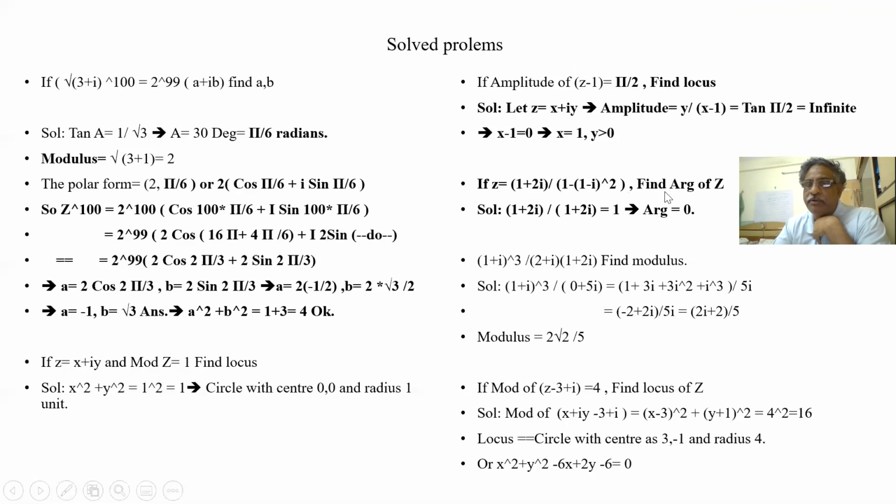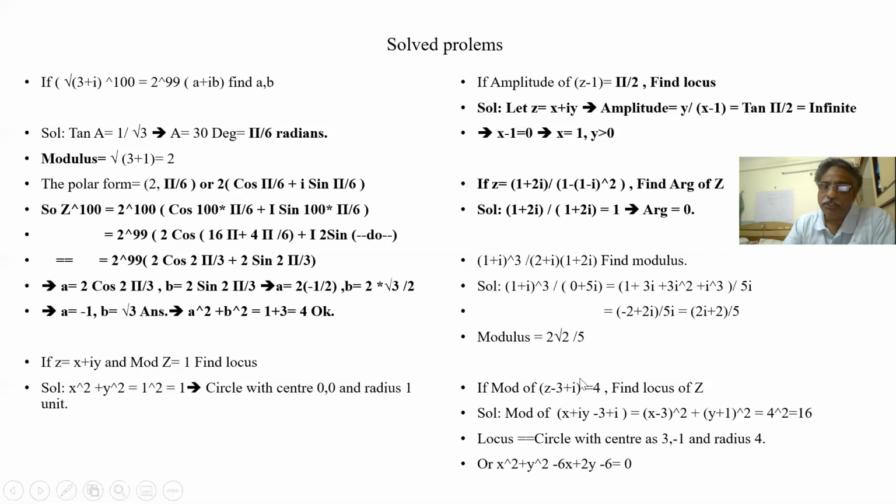Suppose z is given, find the argument of z. When I simplify this, I am also getting 1 plus 2i. Because 1 minus i whole square and 1 plus i square get cancelled. Then I get minus 2i, and minus into minus plus 1 plus 2i, those get cancelled. So 1 means along the x-axis. So argument is 0, y is 0. So tan theta is 0 by 1 is 0, that means theta is 0.